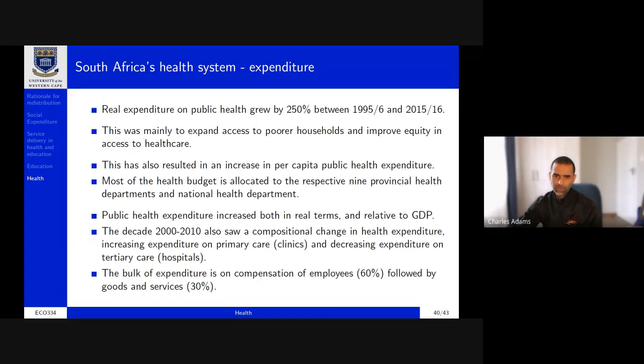And there was also a compositional change in health expenditure. There was more focus on primary care, which comes in the form of clinics in communities, but this came at the expense of a decrease in expenditure for tertiary care, which is what occurs at hospitals. There's been somewhat of an issue at our hospitals with respect to skills, capacity, as well as equipment needed for tertiary care. But the decision was taken to expand primary care, which does make sense.